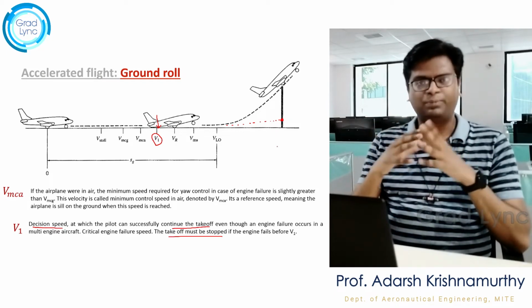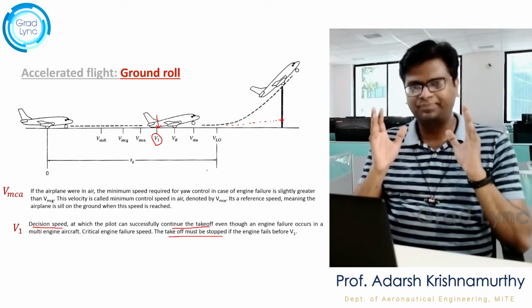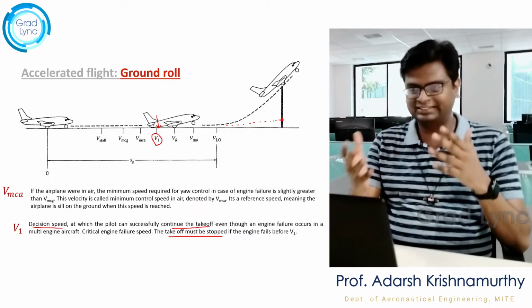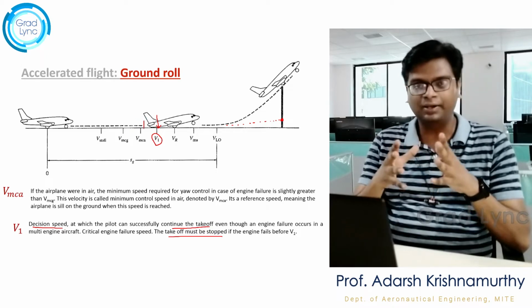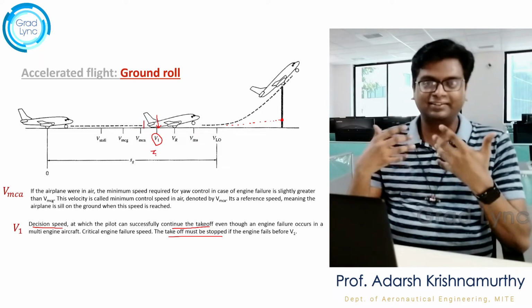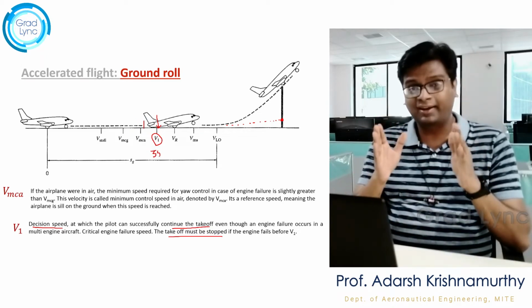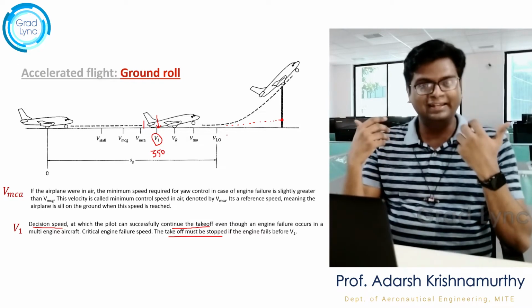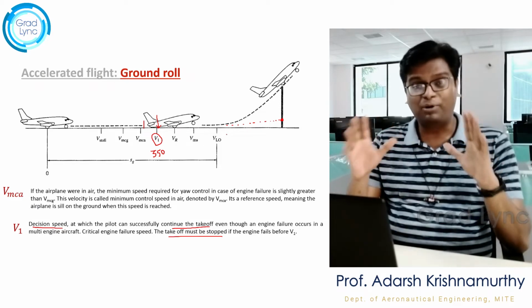The possibilities available to the pilot are these: if the engine fails before the V1 velocity, let's say V1 is 350 km per hour and the engine fails at 300 km per hour while the aircraft is accelerating on the runway, the pilot can stop the aircraft; he can abort the takeoff.